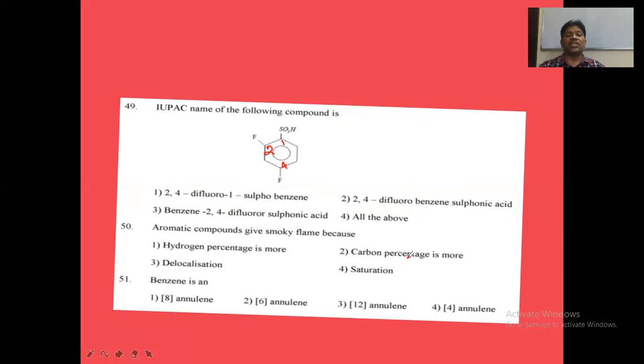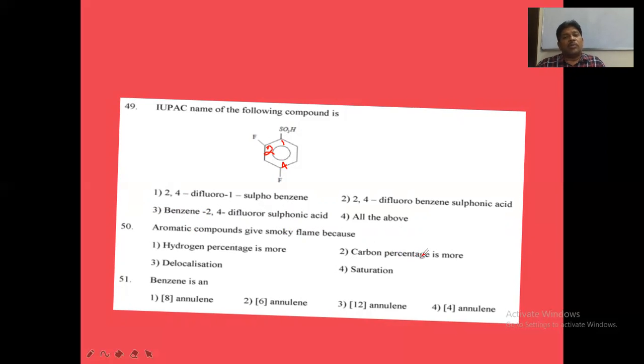The sooty flame is due to the higher carbon percentage in benzene or any aromatic compound. In any aromatic compound, the percentage of carbon is much higher than the percentage of hydrogen. Soot is nothing but carbon particles. Therefore, when aromatic compounds undergo combustion, they produce a sooty flame. That point we have to keep in mind.